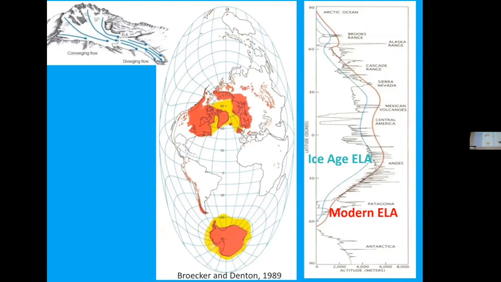The next thing I want to point out is this red line, which is the ELA, equilibrium line altitude. It's showing kind of the midpoint of where the glaciers are. Now look at the red line, how it tracks the tops of the mountains. The other thing to look at is the blue or green-blue line to the left, which is the ELA during the Ice Age. It varies from place to place, but in general it's about 800 to 1,000 meters lower, 2,000 to 3,000 feet lower during an Ice Age.